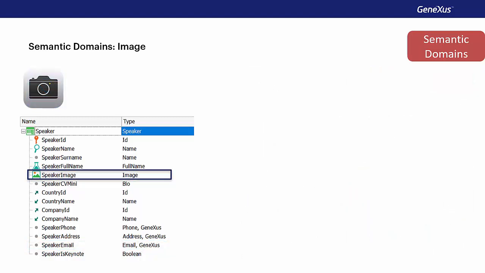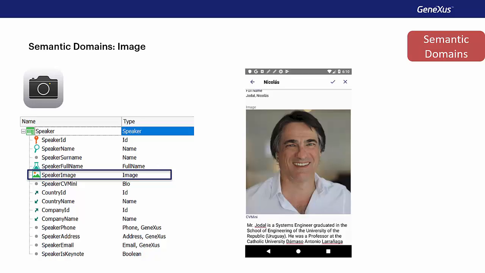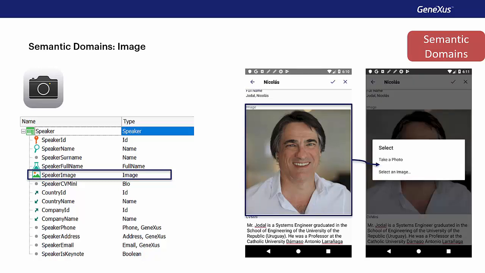The image domain is used to store images. In edit mode, the user will be asked if he wants to take a picture using the device camera or if he wants to select an image from the gallery. The default gallery app is automatically opened. The image is shown in read-only mode. Here is the speaker's edit screen, and tapping on the image allows us to change it using the camera or the gallery.